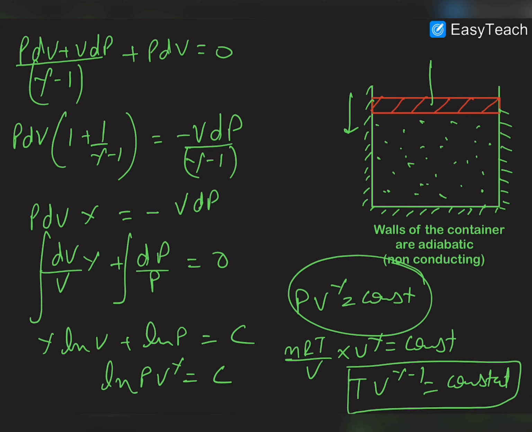And now we can also obviously eliminate the volume. PV to the power gamma is equal to constant. Let us eliminate the volume. Volume can be written as nRT upon P.